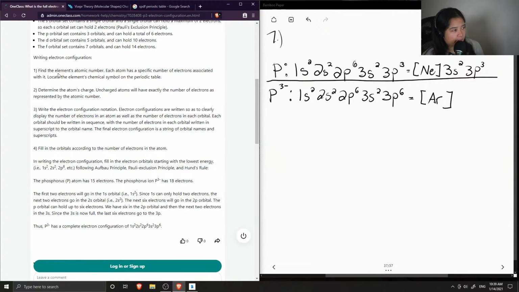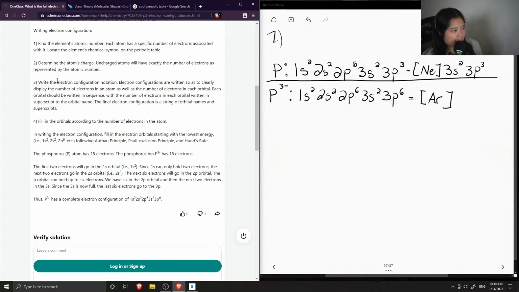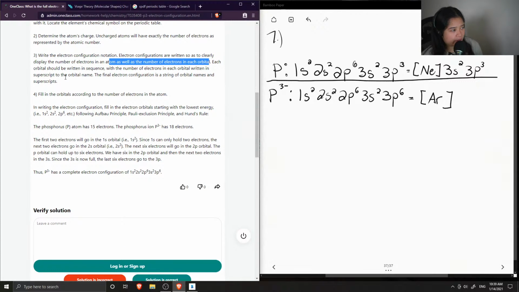When writing the configuration, find the element's atomic number, and each atom has a specific number of electrons associated with it. So if it's neutral, then we have the same number of electrons as we do protons. Find it on the periodic table, determine the atom's charge, write the electron configuration notation. So they display the number of electrons in an atom as well as the number of electrons in each orbital, and they should be written in sequence, with the number of electrons in each orbital written in superscript to the orbital name.